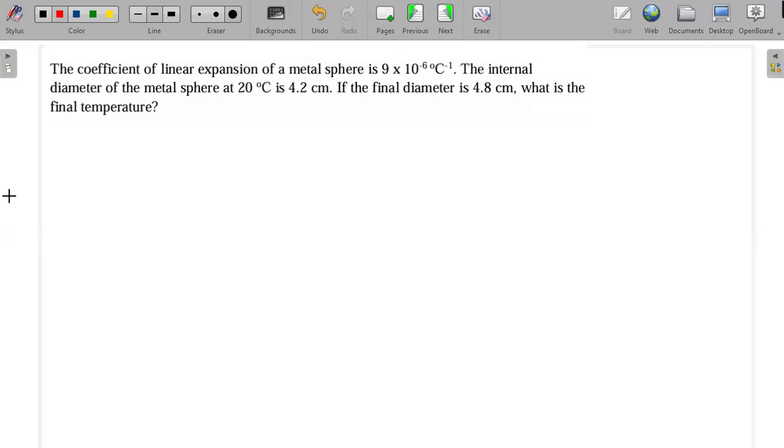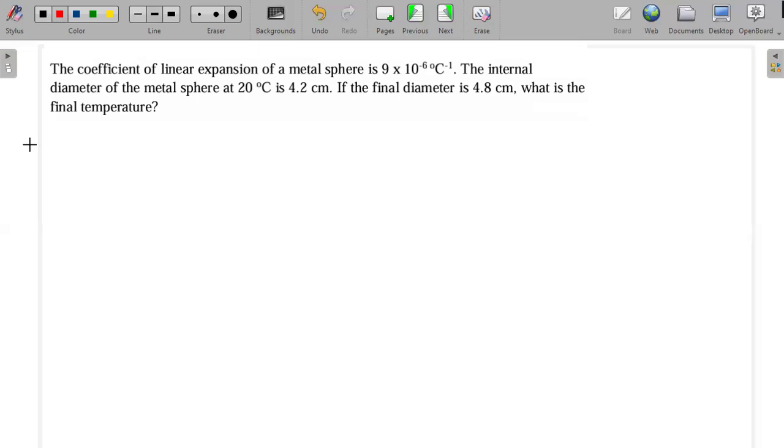All right, so let's look at this question, which is talking about thermal expansion. The question reads: the coefficient of linear expansion of a metal sphere is 9 times 10 to the power minus 6 per degree Celsius. The internal diameter of the metal sphere at 20 degrees Celsius is 4.2 centimeters. If the final diameter is 4.8 centimeters, what is the final temperature?